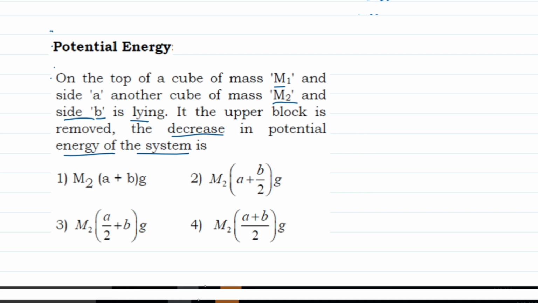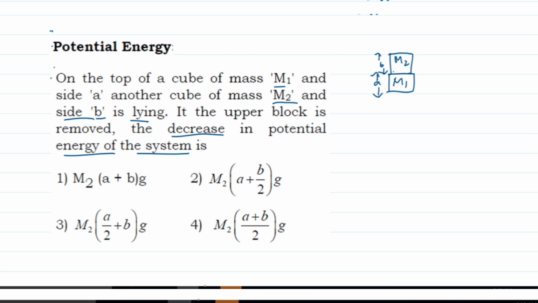Here you just see the question, students. Initially a mass m1 is given, and its side is given as A, all cubes we can take. Second, another mass m2 is placed on it. This is also a cubical structure, and its side length is given as B.